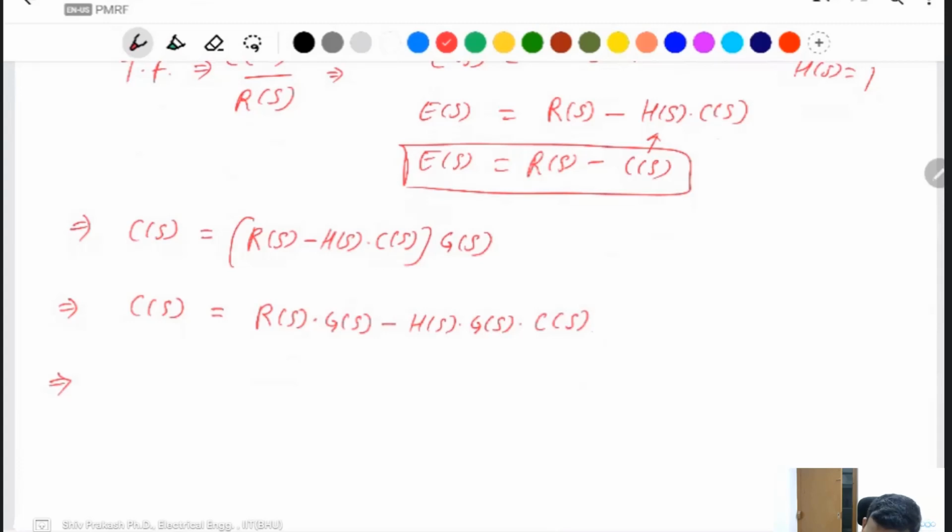Yes, sir. You can transfer this C(S) to one side and take C(S) common, then 1. This one negative comes to the left hand side, this one is positive, only H(S) and G(S) is remaining. C(S) will be common here. Then this one is R(S) into G(S).